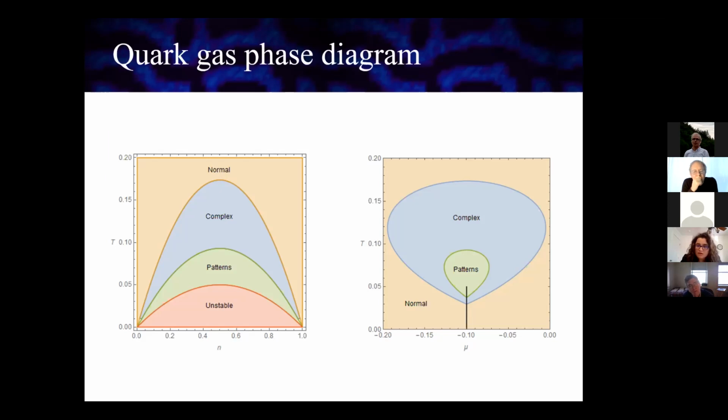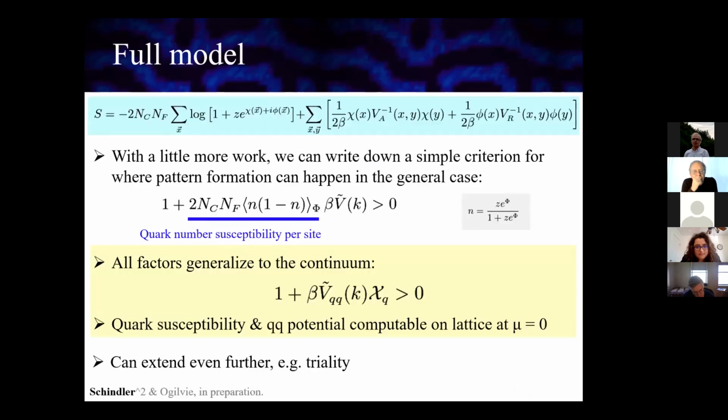Now that we've seen this, why don't we try to do the full model? So now we have this fermion term, we have the gluon term, and we have this general potential with an attractive potential and a repulsive potential. We go through the exact same steps again as we've been doing this whole presentation. We look for the pattern forming region, which we know is where the critical endpoint is, and we can write down a general criterion for where that occurs.